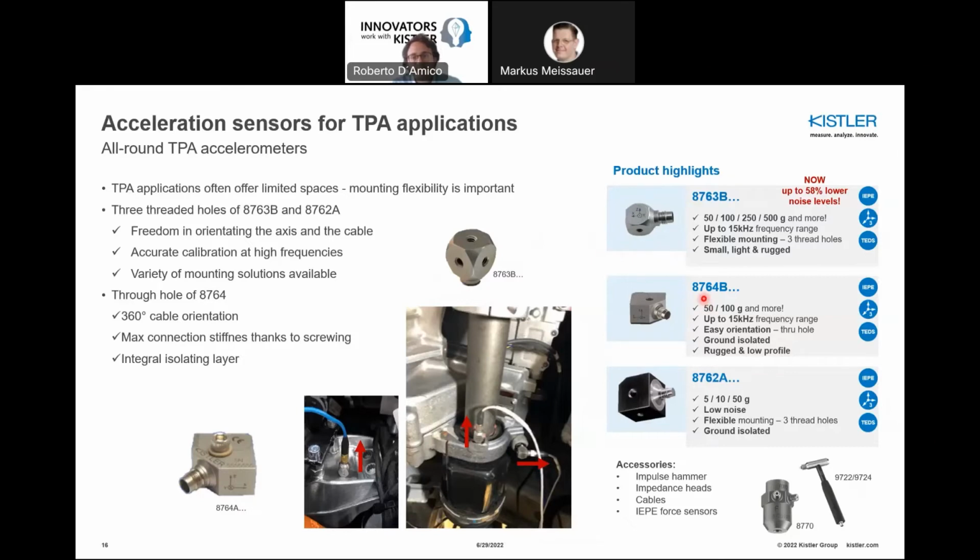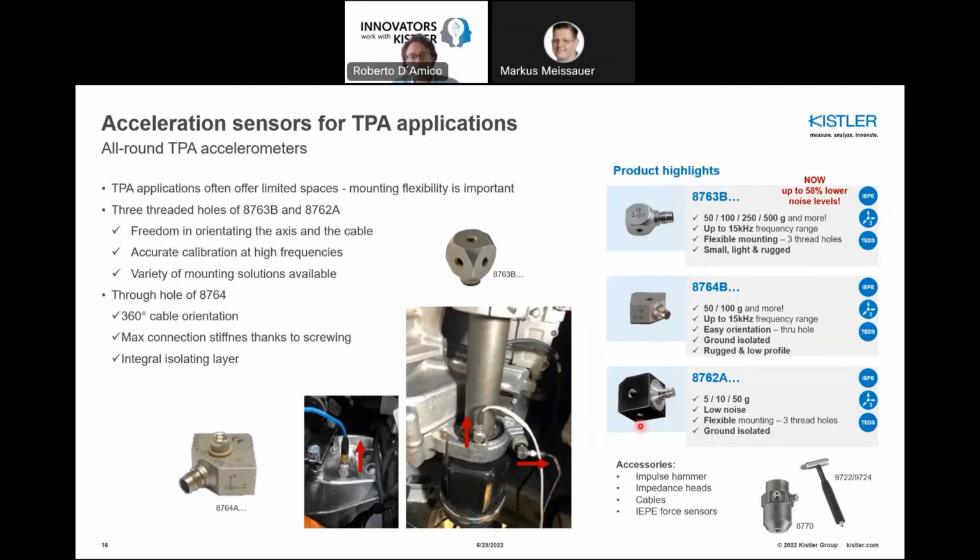Then we have an 8764B. This is a sensor also available in a variety of G ranges, also with a wide frequency range. And this sensor has a nice characteristic that it has a through hole. With this you can orientate the cable very easily. So you can move the cable 360 degrees, and you can screw the sensor to the surface if you wish, maximizing the connection stiffness, basically. This sensor also has an integral isolating pad, which makes it immune to ground loops. Very nice feature actually for measurements on electric motors, for example. And it has a very narrow, low profile, so it's good for small spaces.